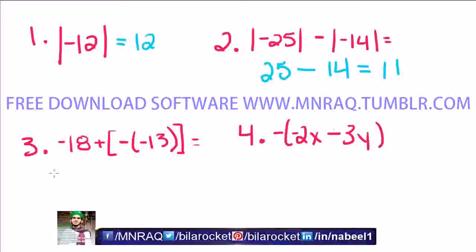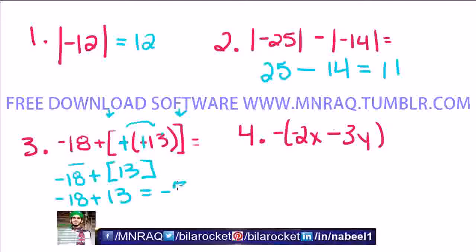Okay, so these, once again, are brackets. That means you do what's inside the brackets, and then you add. So I'm going to take negative 18 plus, I have negative 13. This minus outside tells me to take the opposite value. So this becomes positive. So I have plus 13. So negative 18 plus 13 gives me negative 5.